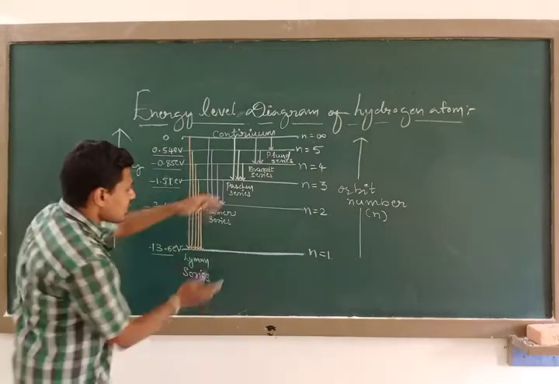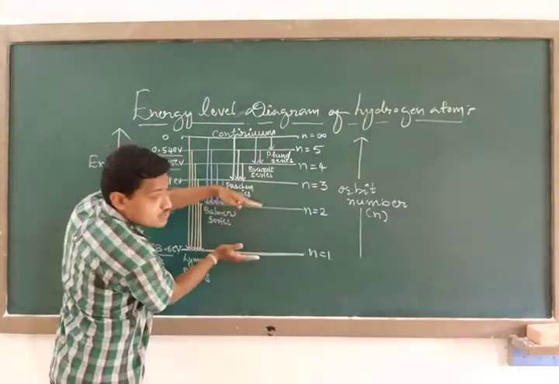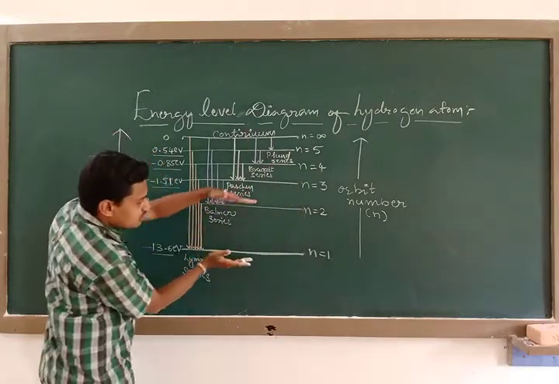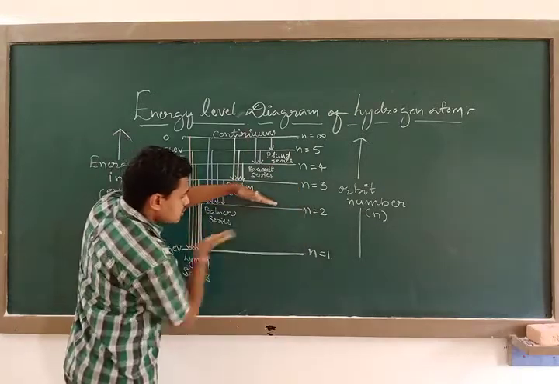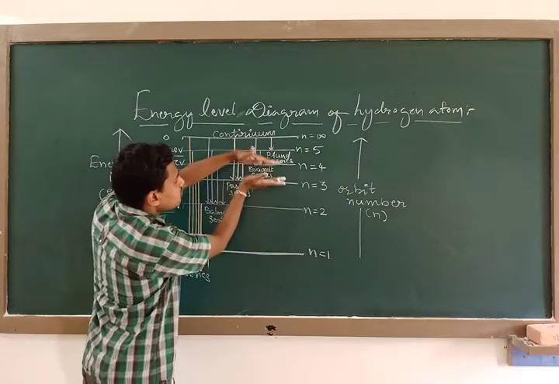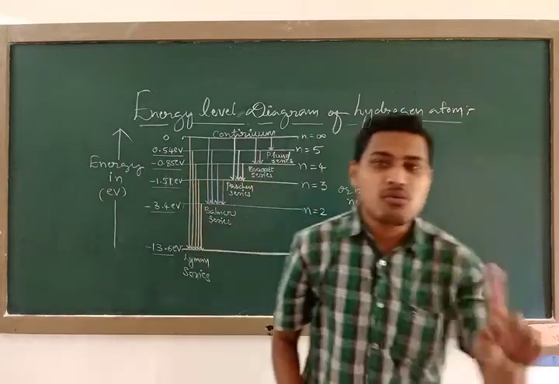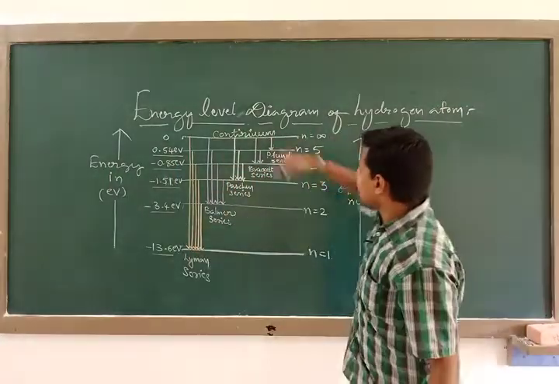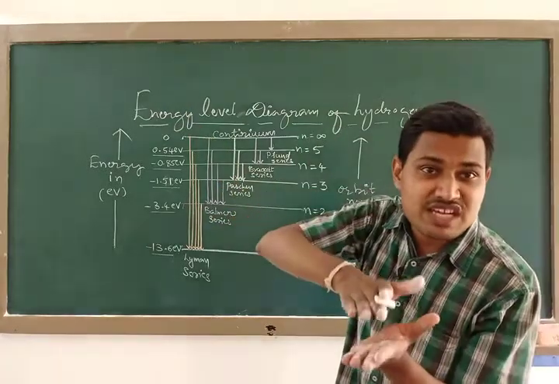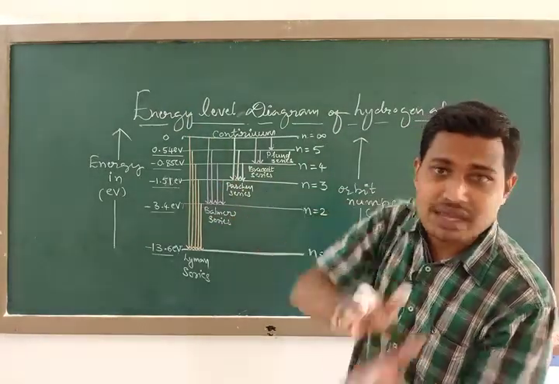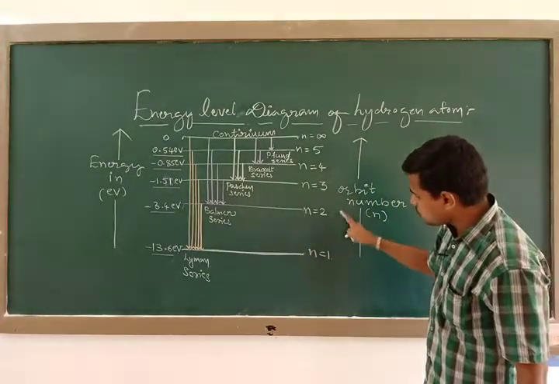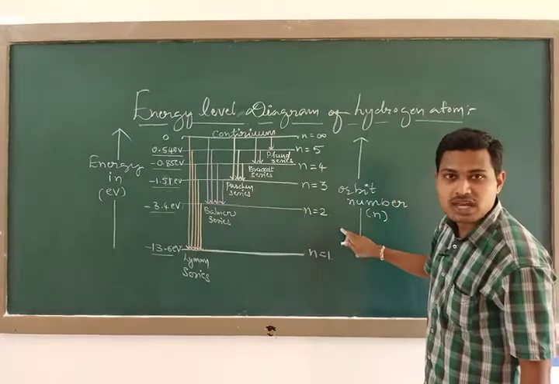But the energy difference between the states is decreasing. That is the reason the horizontal lines here are far apart compared to this condition. Why? Because the levels are becoming closer and closer. As the orbit number increases, the energy also increases, but the energy difference between the two orbits decreases. If I calculate the energy difference between these two, it is found to be 10.2 electron volt.